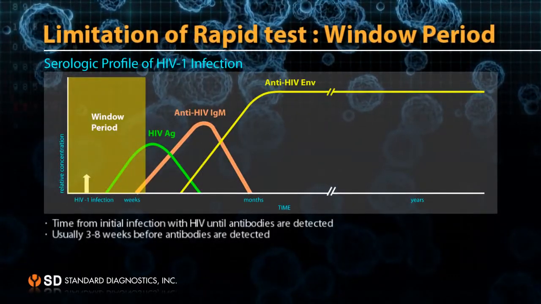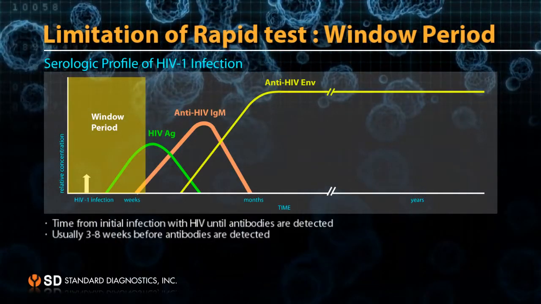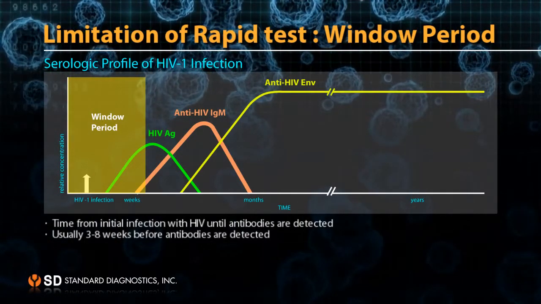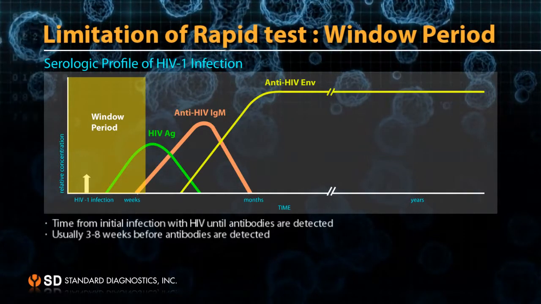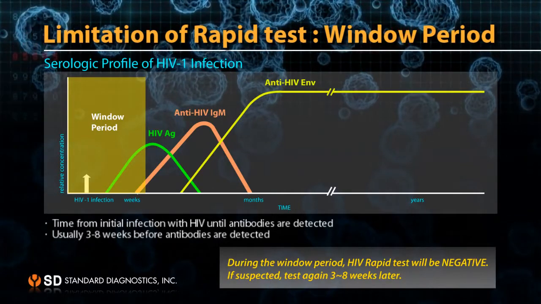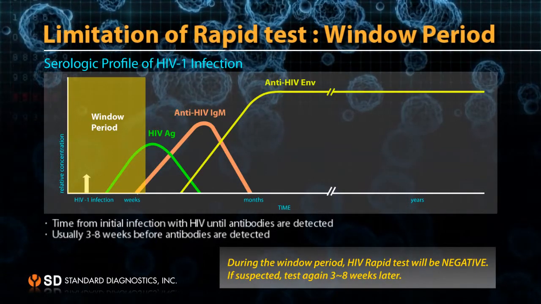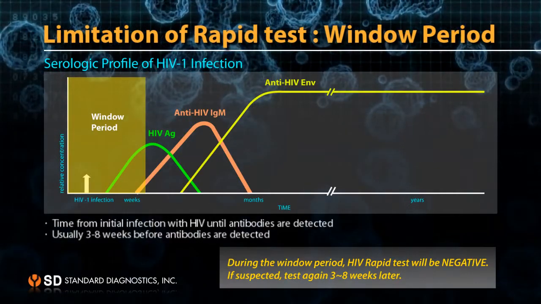But this useful rapid test has limitations. That is, a window period. The window period is the phase when you have been infected with HIV, but antibody levels are not detectable. So, during the window period, the HIV rapid test will be negative. If suspected, test again 3 to 8 weeks later.